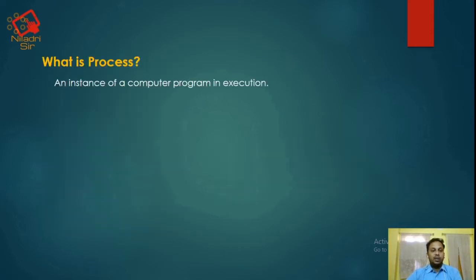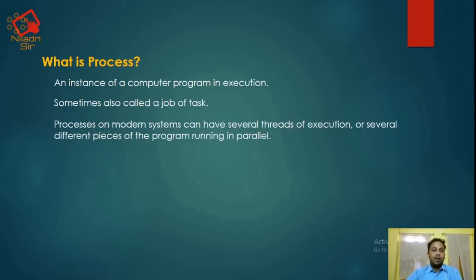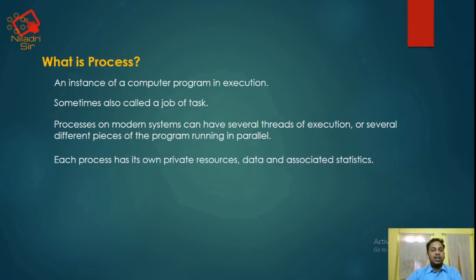So what is a process? An instance of a computer program in execution. Sometimes it is also called a job or task. Processes on modern systems can have several threads of execution, or several different pieces of the program running in parallel. Each process has its own private resources, data and associated statistics.